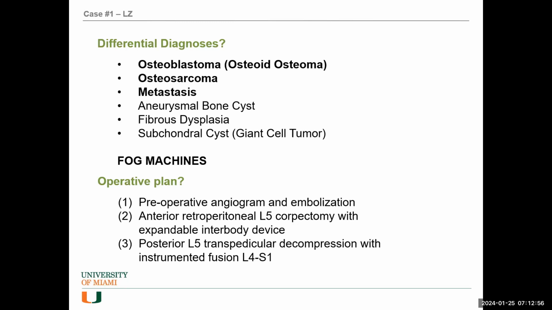And on top of that, in order to get essentially this whole thing out as much as possible, the plan was to actually do a corpectomy through the front, place an expandable cage, and then also an L5 transpedicular decompression and instrumentation. So that was the operative plan. Though the decision to be more aggressive or less aggressive, obviously, is always up for discussion.